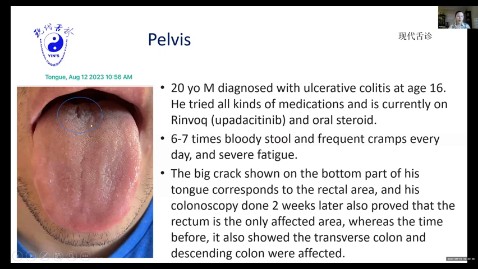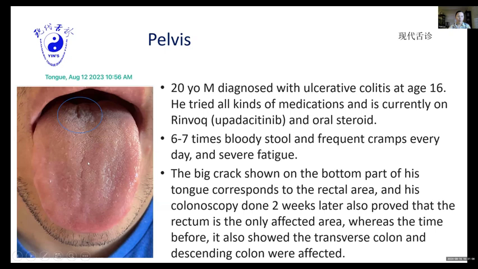When I saw that, I said, "Oh, your ulcerative colitis is mainly on the rectum." He said, "No, 2 years ago I had a colonoscopy. The transverse colon and the descending colon were all affected." I said, "Okay, let's see." Two weeks later, he had a colonoscopy, and the report showed that only the rectum was affected.